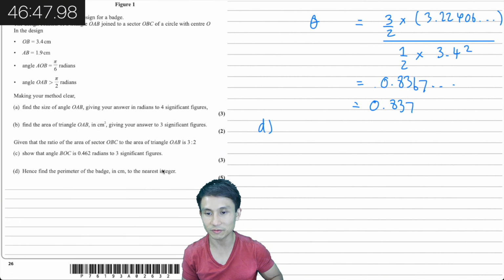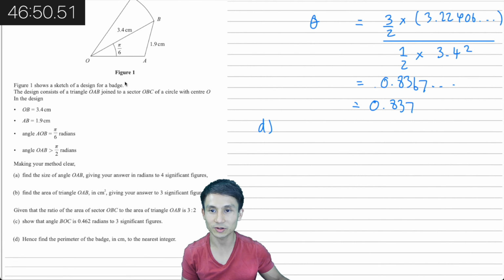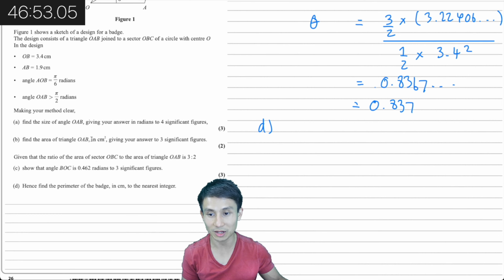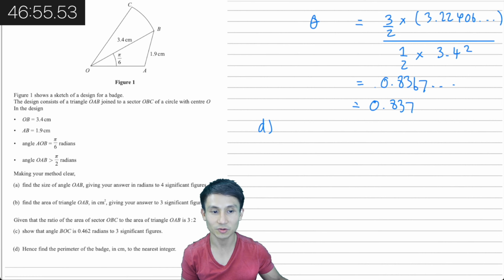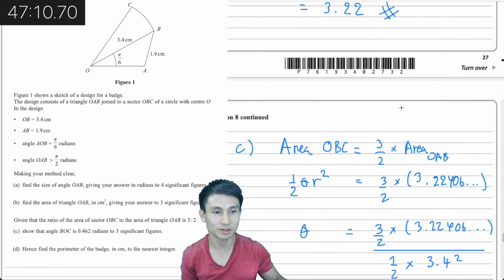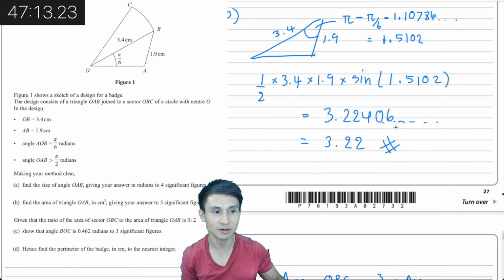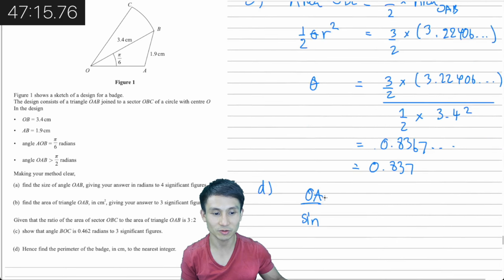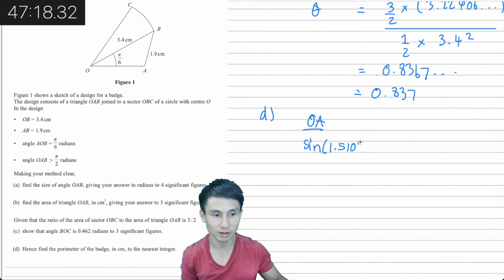Hence find the perimeter of the batch. Okay, so because we're gonna use their value now, 0.462, right? So the perimeter of the batch is then 1.9 plus OA. We gotta find OA first, all right? So OA over sine of this angle right here. Yeah, 1.5102. I hope this is right though. I mean, this angle right here.